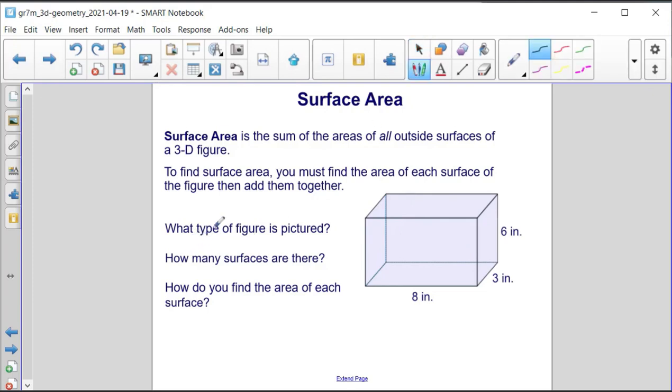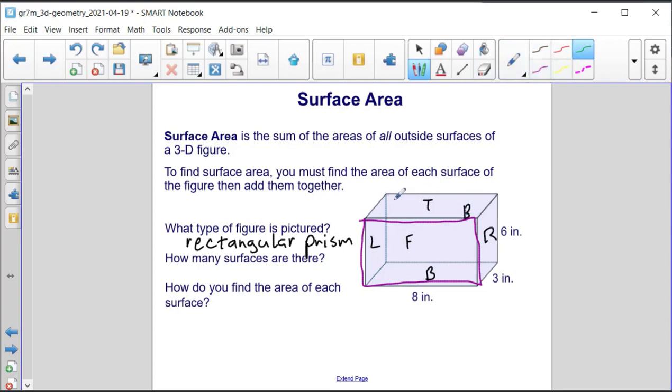Well, this is actually a rectangular prism. How many surfaces are there? Well, we have a top, bottom, left, right, a front, which is talking about this part, and we have a back, which is parallel to the front, but back here. I'll do that one in green. This is referring to the bottom. So there are a total of 1, 2, 3, 4, 5, 6 surfaces.